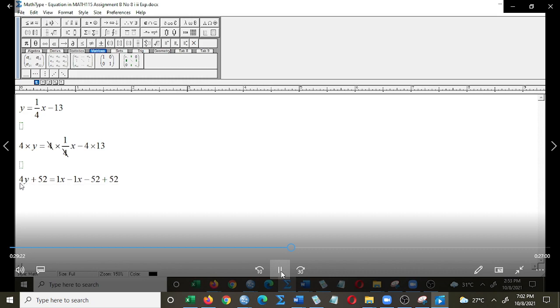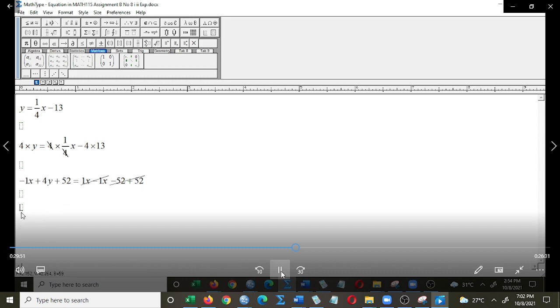And you bring it to the other side. Negative 52 cancels out positive 52, and negative 1x cancels out 1x, and we are left with minus 1x plus 4y is equal to 0.